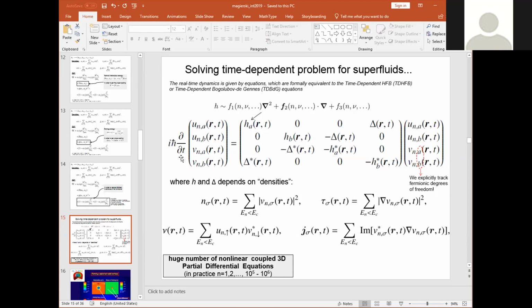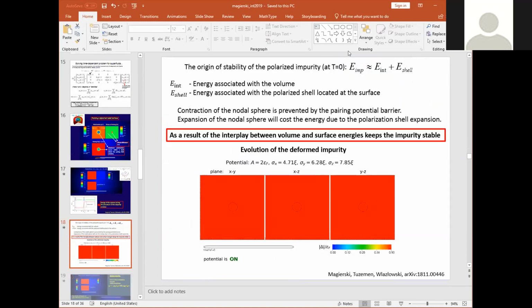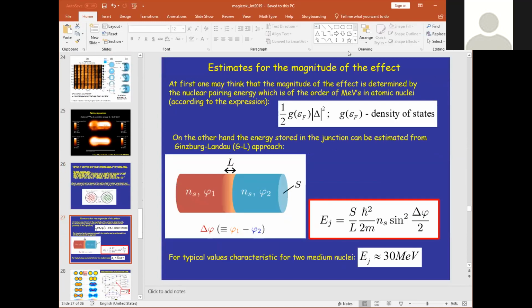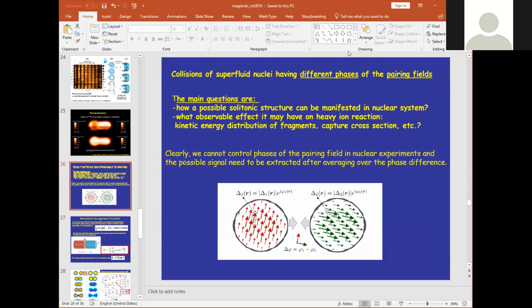So in the end, all the parameters in this model description are set. Yes. So we do not fit anything here or change anything here. So we use one of the well known functionals. So we cannot control the phase, but we can see what is the average effect when we average over all possible phase orientations between the one projectile and the other.